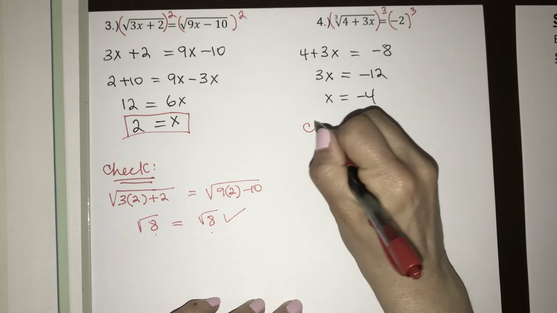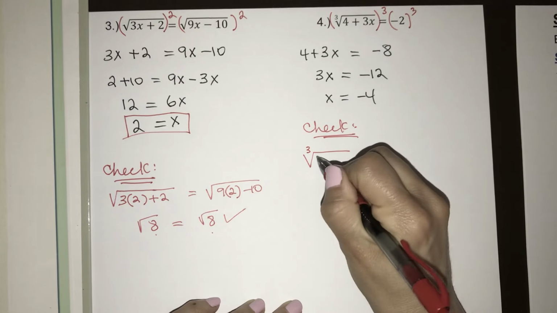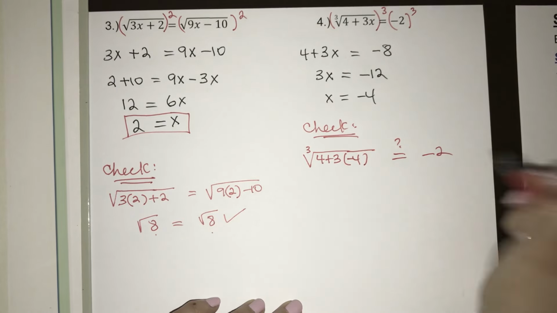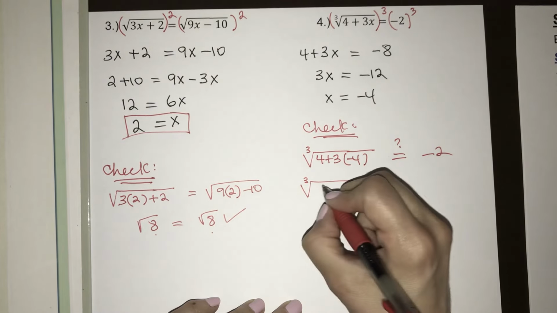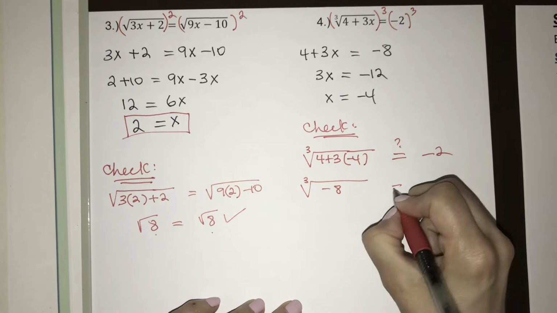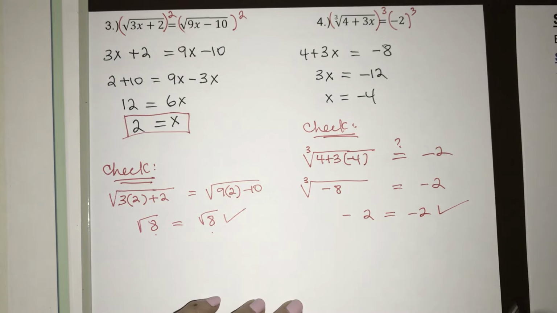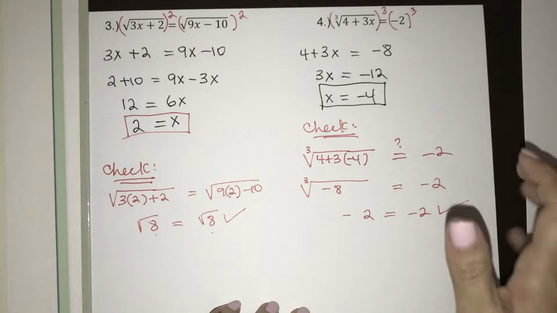Let's check our answer. So in this case, our solution works. The left and right sides are both -2, and so we have our solution, which in this case is -4. Last example.